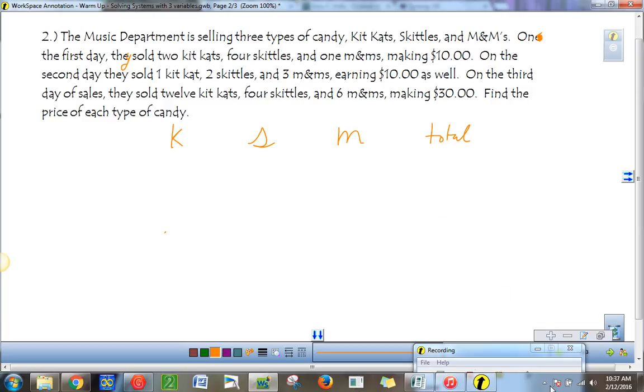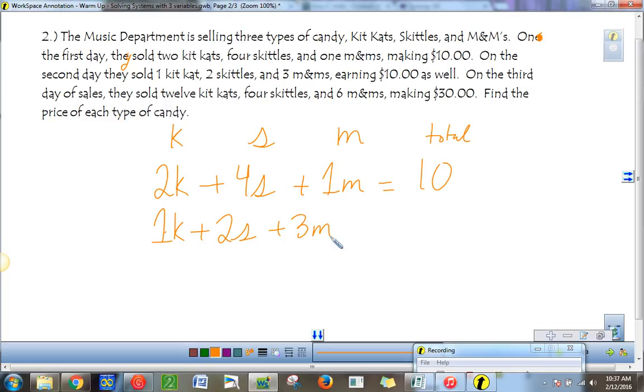What do we do on the first day? 2 Kit Kats, 4 Skittles, 1 M&M, $10. Next. 1 Kit Kat, 2 Skittles, 3 M&Ms, $10. Next. 6 M&Ms, 12 Kit Kats, 4 Skittles, and 12 Kit Kats. Sorry. Well, that's okay. Making sure I'm paying attention.